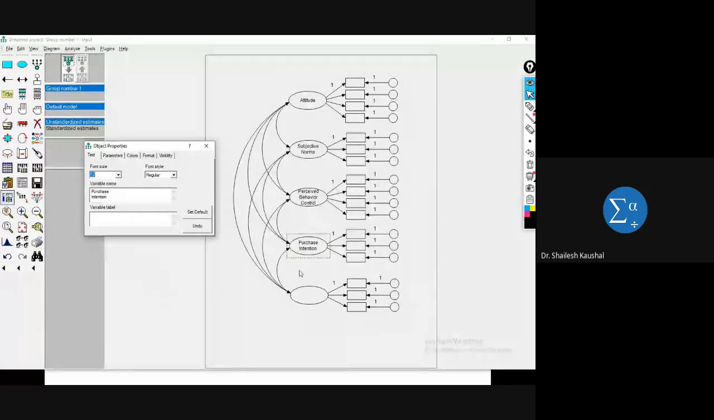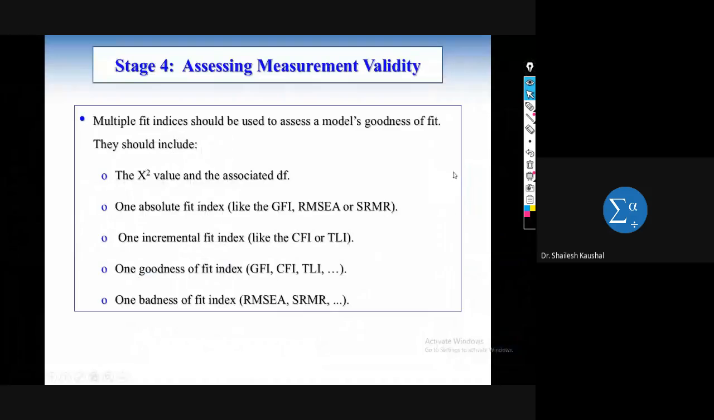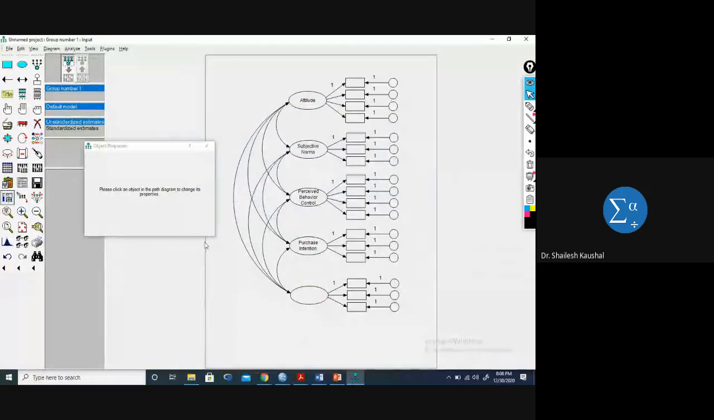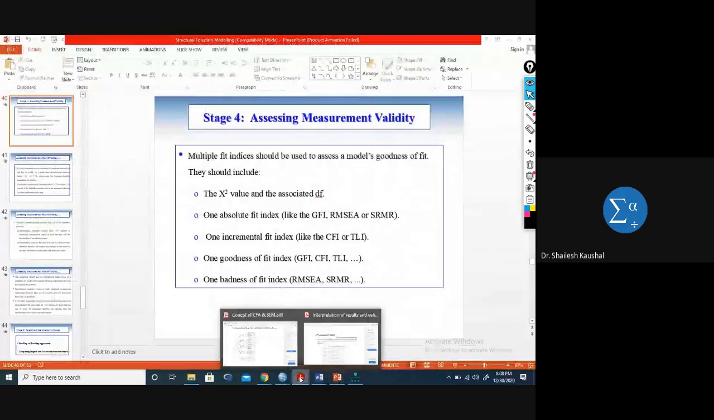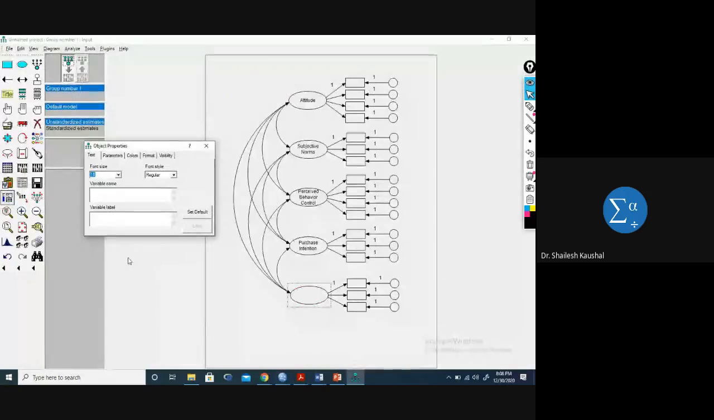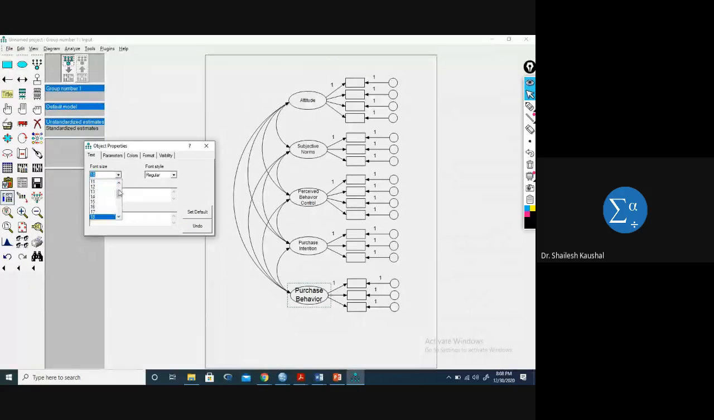Then this, and last is, oh, this is my model. Please right click, and I am just copy and pasting this, purchase behavior. Now after giving the names, I will run the model. It is very easy. And then interpretation. What is the meaning of the output?